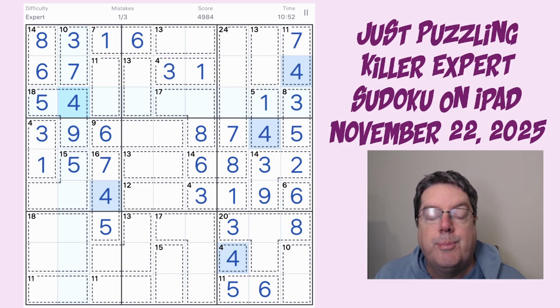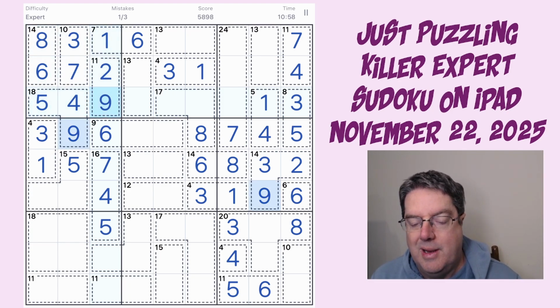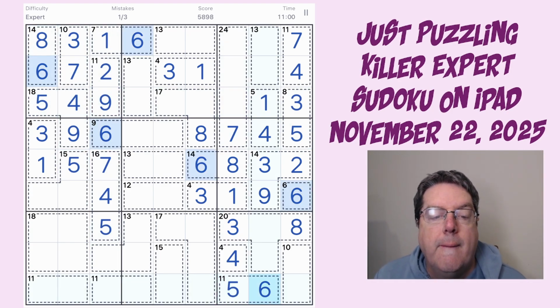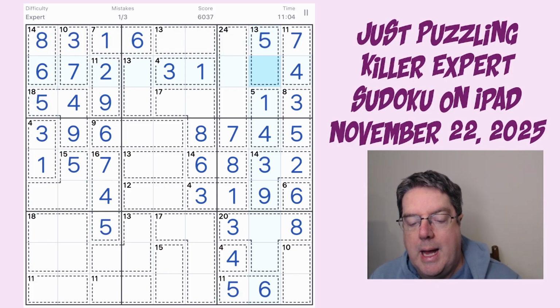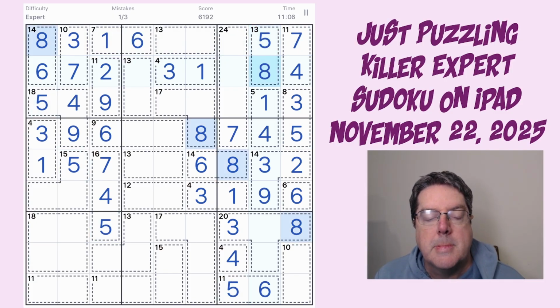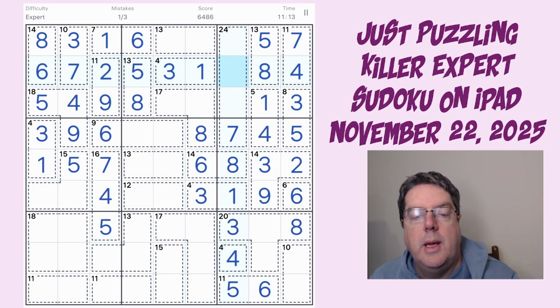Still angry, just calling that out. 2 is going to be here, so this has got to be a 2, leaving this to be a 9, and that's because of this 5 here. 8 can't be here, so that's the 5, leaving this to be the 8. 8 can't be here, so that's an 8 there, leaving this to be the 5. Need a 9 in this column, the row even, 9's there.